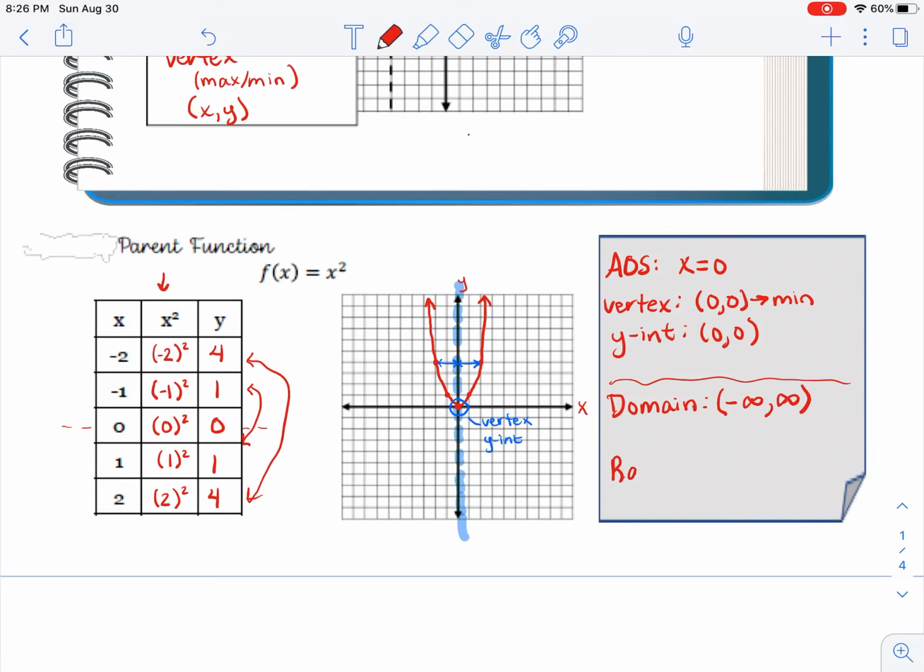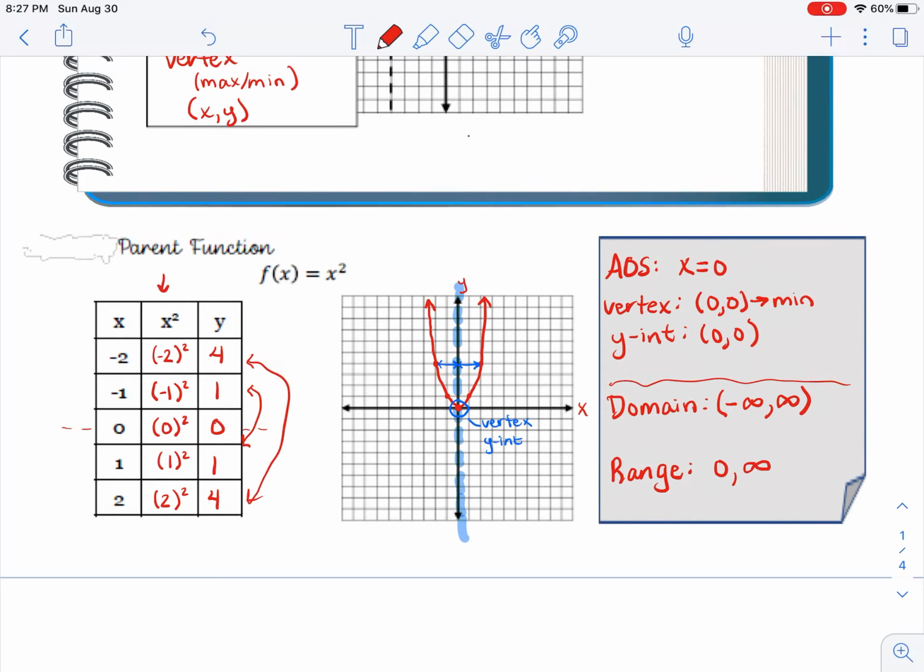Our range is where it gets trickier. So the range, make sure you always put the minimum to the maximum. So notice range is all our values of y. So if I were to highlight, from here up are all our values of y. So that means that the minimum value is at 0 and the maximum is at infinity.